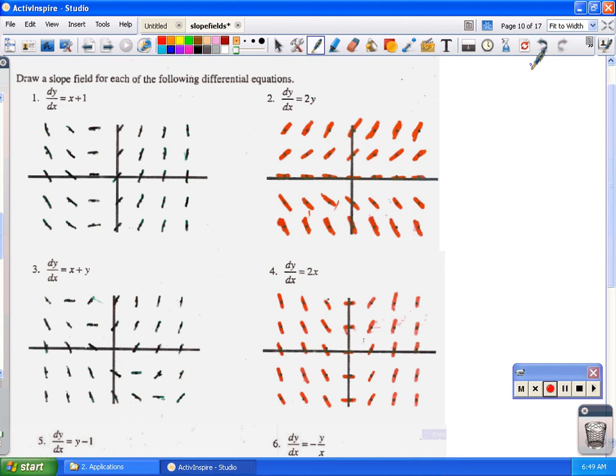The same thing is true whenever the derivative depends only on y. This time, since the derivative depends only on y, everybody who has the same y value is going to have the same slope.